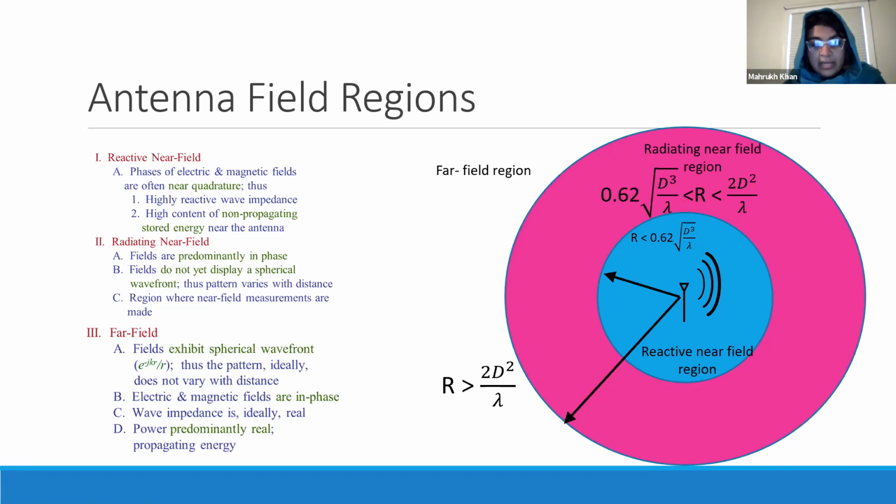So if your antenna is bigger than the wavelength, if D is greater than lambda, then it just depends on D. But if lambda is bigger, then the lambda contribution will come. That's what I'm trying to say: if your antenna size changes, the region sizes will also change. Okay. Any question about this?